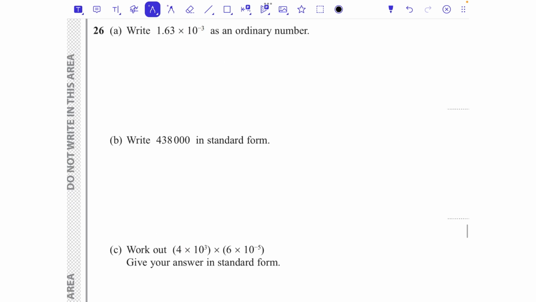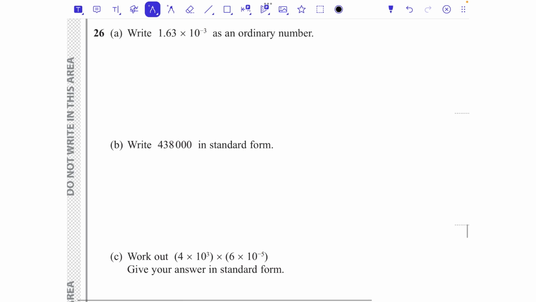Okay, question 26, and we've got standard form. I've got a whole other video on standard form on my YouTube. If this is a question or a topic that you struggle with, go and have a go at that. It's got a booklet in the description that goes along with it as well. Write 1.63 times 10 to the minus 3 as an ordinary number.